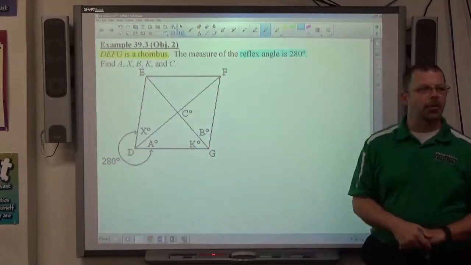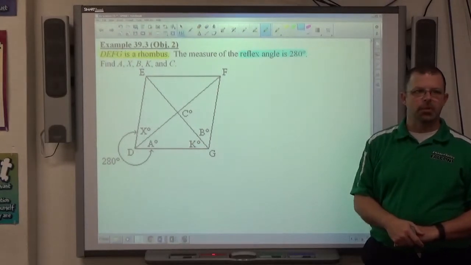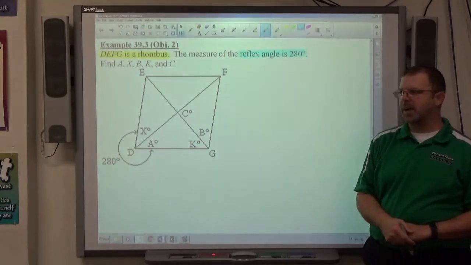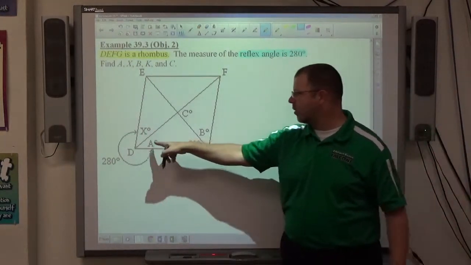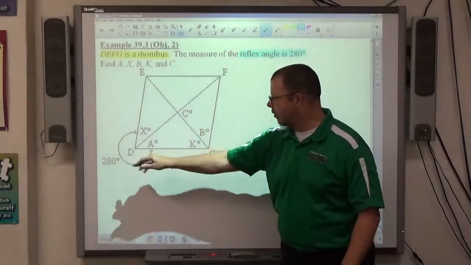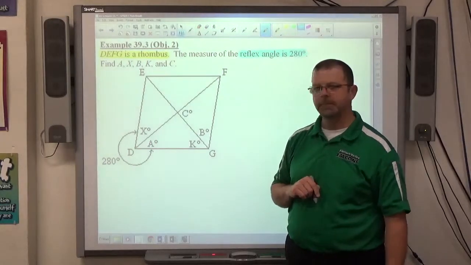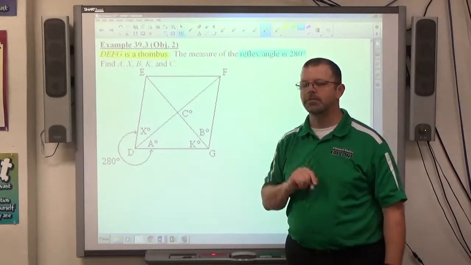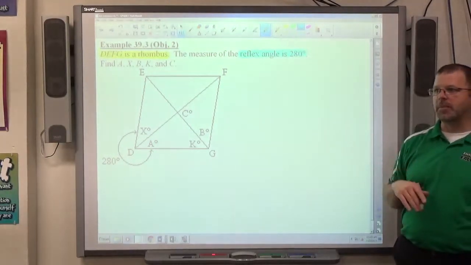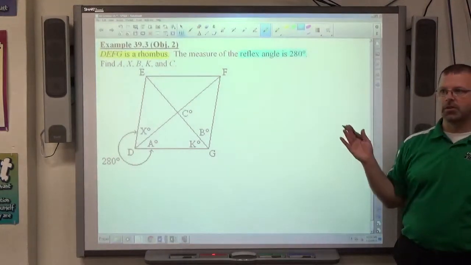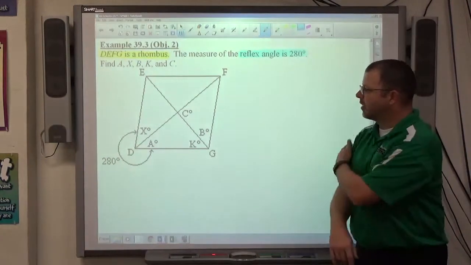They typically give you a reflex angle in a rhombus problem in this book. They just do. So expect that. They could have given you anything. They could have told you what A equals. You know, they could, without the reflex angle, A is equal to 40. If they told you A was 40, that would be enough information to find the rest of the information. All right. But they told us a reflex angle, which is fine.